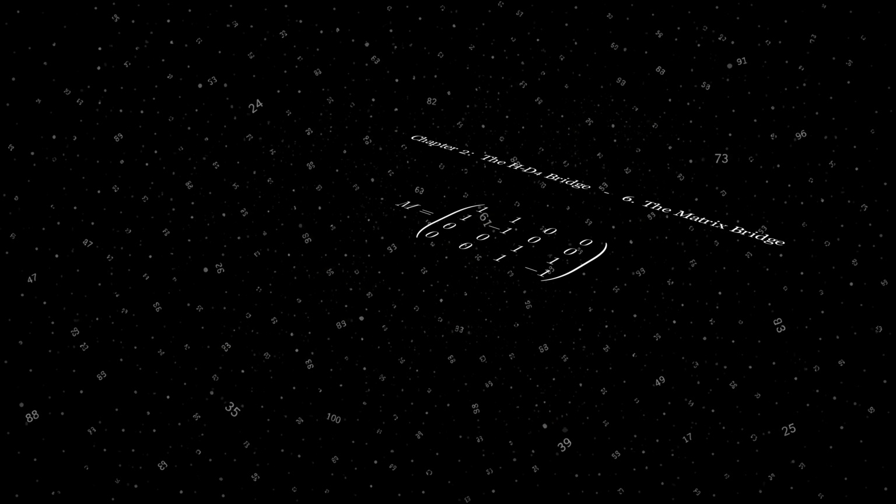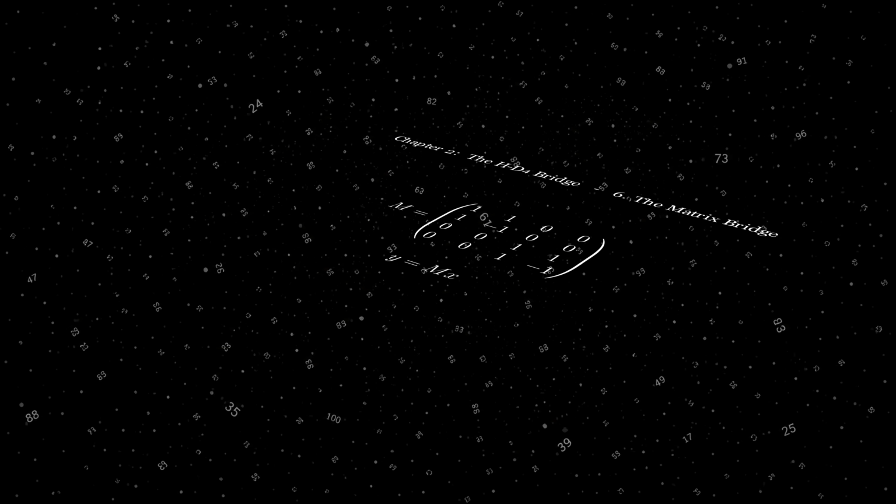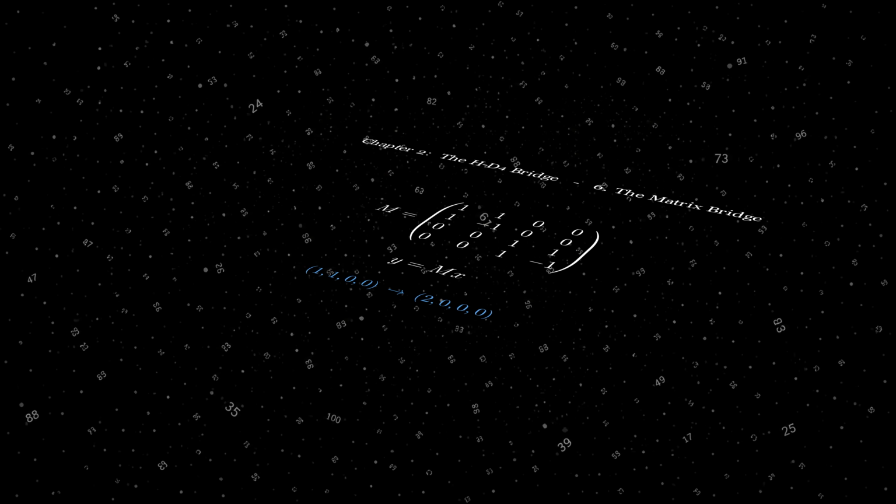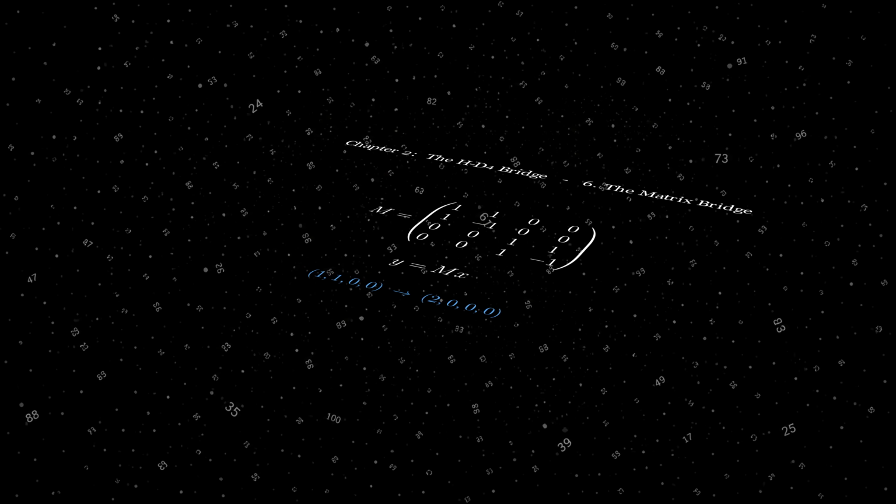6. The matrix bridge. In the previous scene, we discovered that the Hurwitz lattice can be organized into 4 cosets of D4, 4 families, 1 underlying structure. But we were left with a question. Can one transformation take the entire Hurwitz lattice into the D4 lattice? The answer is yes, and the transformation is remarkably simple.